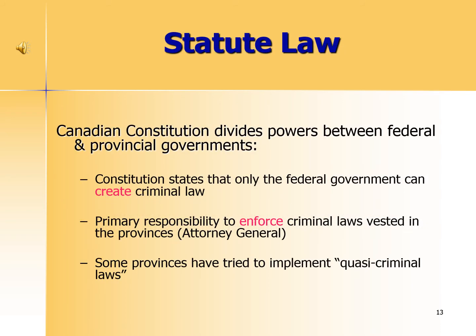So getting into statute law in a little more detail within the Canadian context, as we've discussed earlier, the Canadian Constitution divides powers between the federal and provincial governments with respect to the criminal justice system. And the Constitution states that only the federal government can create criminal law. And specifically, it's Parliament that creates criminal law, or Parliament that passes criminal law.